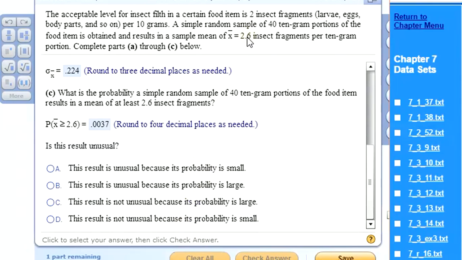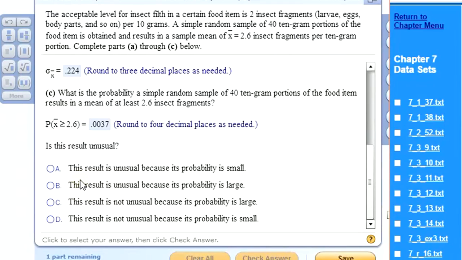So if we actually got 2.6, that is an extremely unlikely scenario, assuming that the mean was 2. So this result is very unusual because this probability is quite small. When we go into hypothesis testing, we would call this a p-value. And the p-value is, in a sense, a measurement of how much the sample data lends support to a null hypothesis. The null hypothesis in this case is that this company is meeting the standards that are allowed.